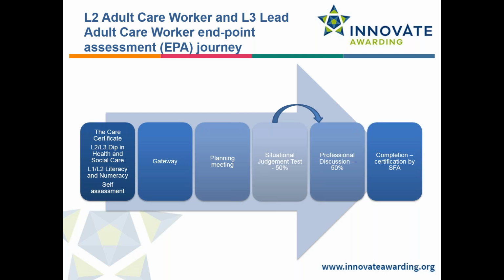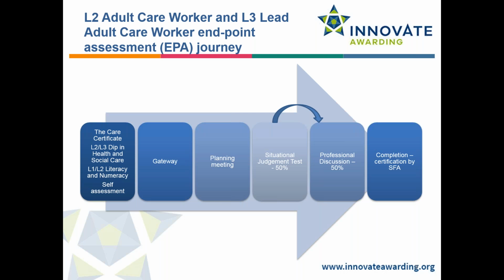Now, as opposed to some other standards, the initial on-program training requires quite a lot of mandatory requirements to be met before the apprentice can enter the endpoint assessment journey. We're looking at 12 to 18 months for the on-program training: a minimum of 12 months for adult care worker and 12 to 24 months for lead adult care worker. So it could be quite a significant amount of time where they will be completing the care certificate, which many of you will be familiar with.